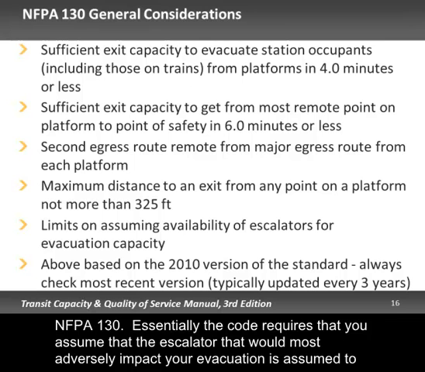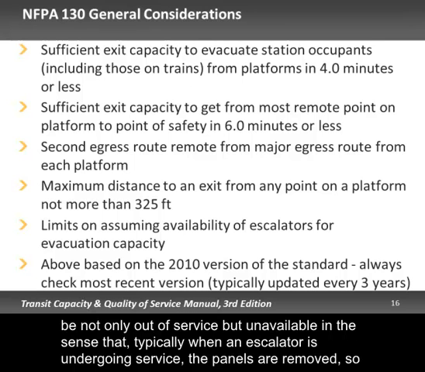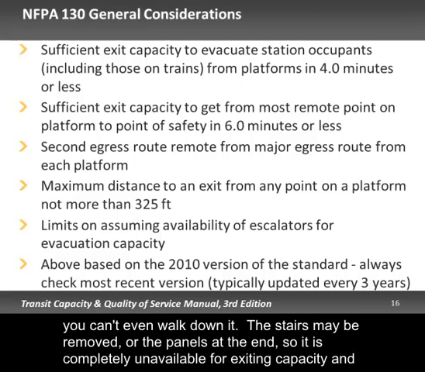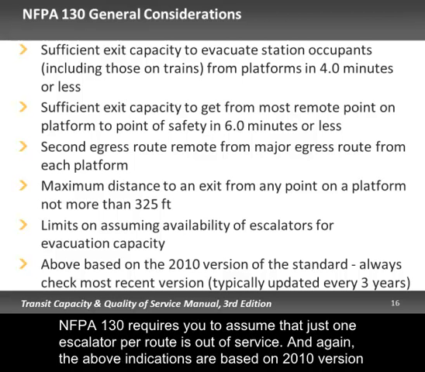Limits on assuming the availability for escalators during evacuation are included in NFPA 130. Essentially, the code requires that you assume that the escalator that would most adversely impact your evacuation is assumed to be not only out of service but unavailable, in the sense that typically when an escalator is undergoing service, the panels are removed so you can't even walk down it. The stairs may be removed or the panels at the end, so it is completely unavailable for exiting capacity. And NFPA 130 requires you to assume that just one escalator per route is out of service.